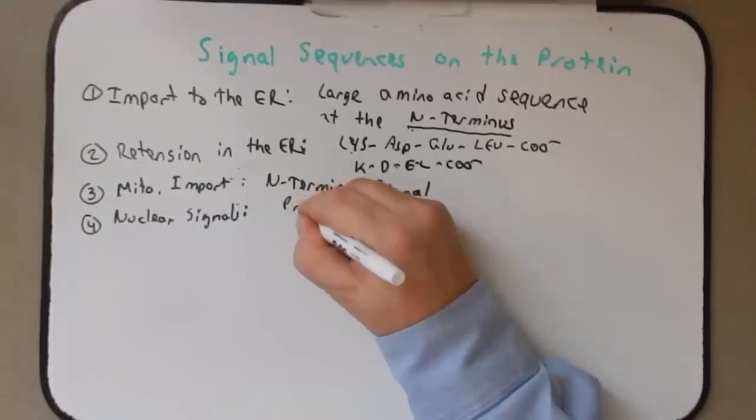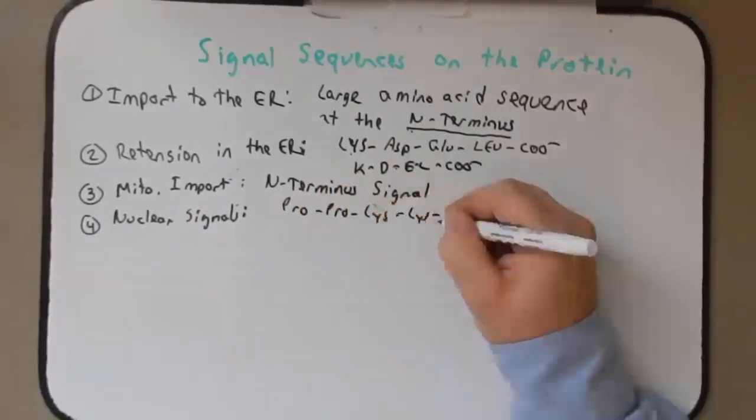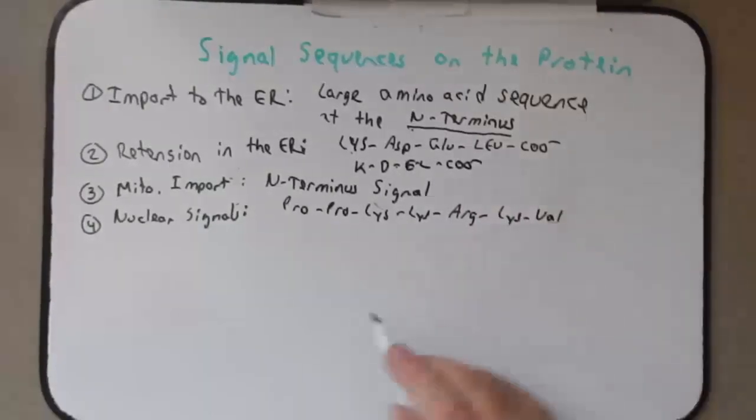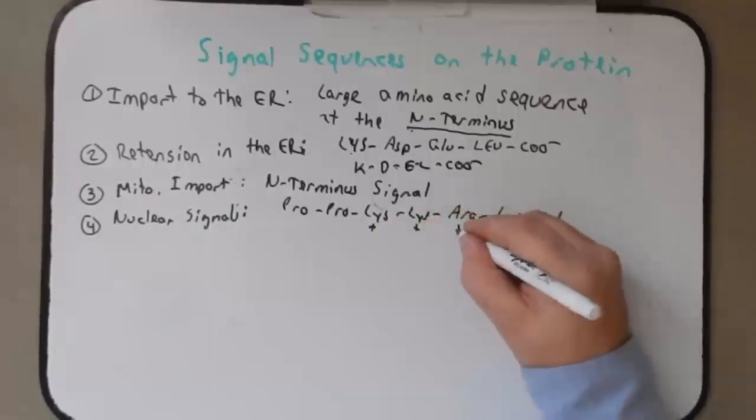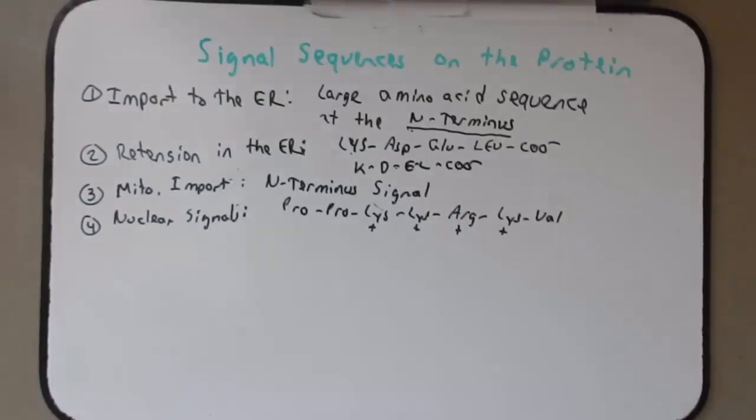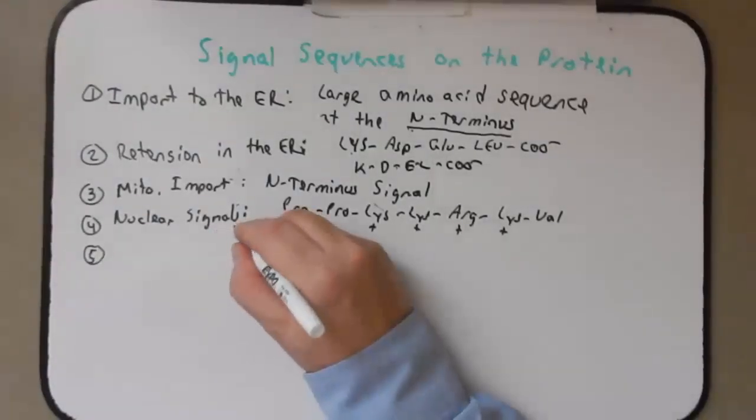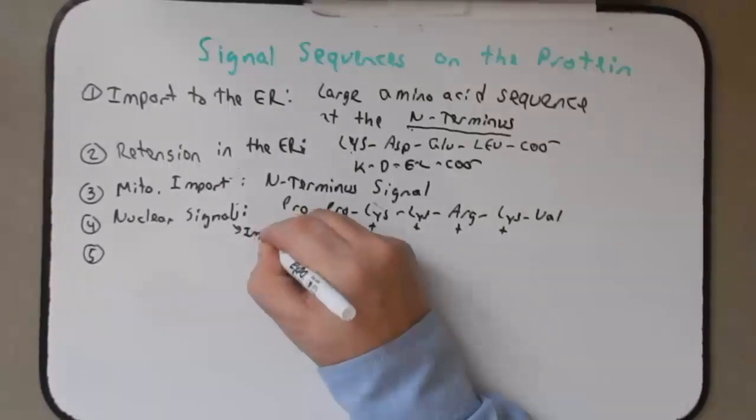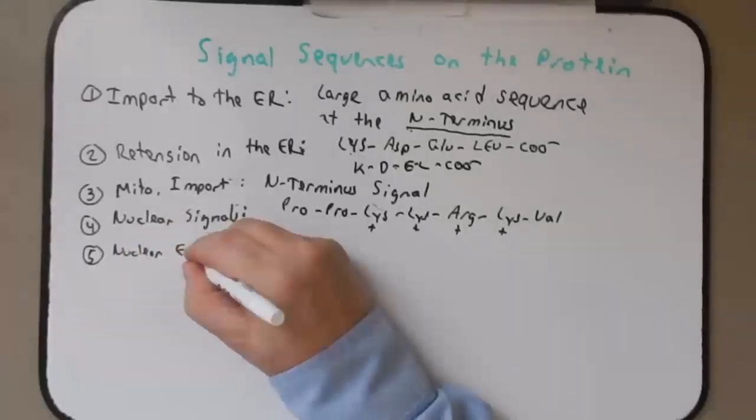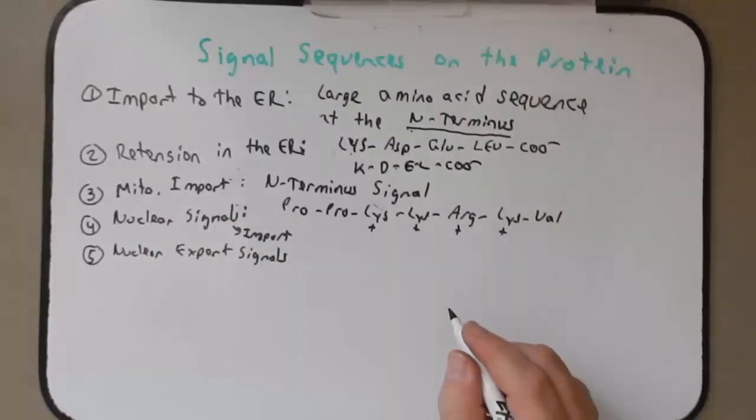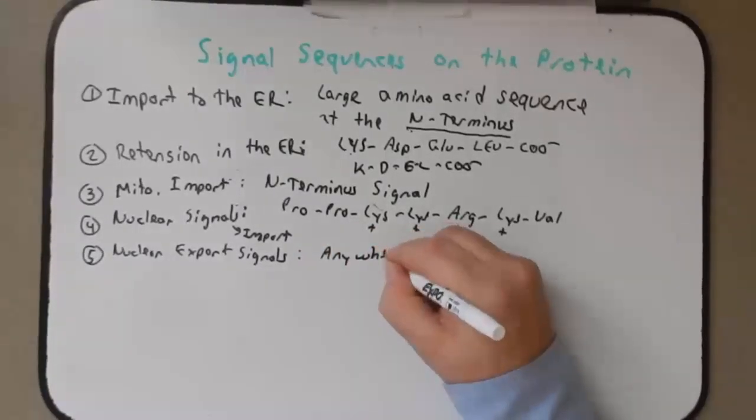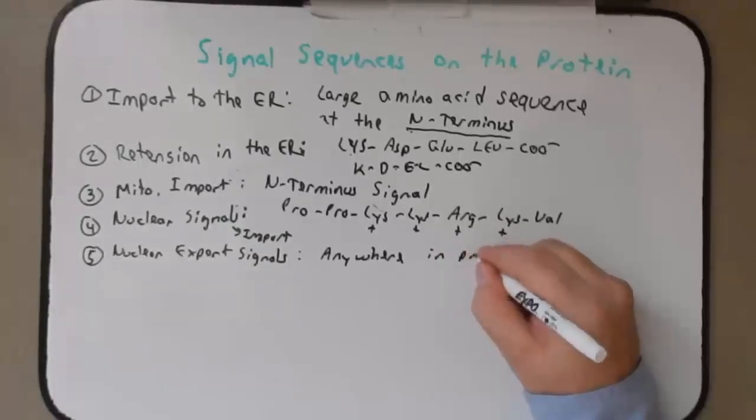And it's a series of prolines, lysines, an arginine, a lysine, and a valine. So you can see a series of positive charges here, which are important in the process of moving a protein into the nucleus. So I forgot to mention, this is an import sequence to get the protein into the nucleus. We also have nuclear export signals. They can also be anywhere in the protein. And so that's what I'm going to put here. You don't need to remember this sequence, anywhere in the protein.